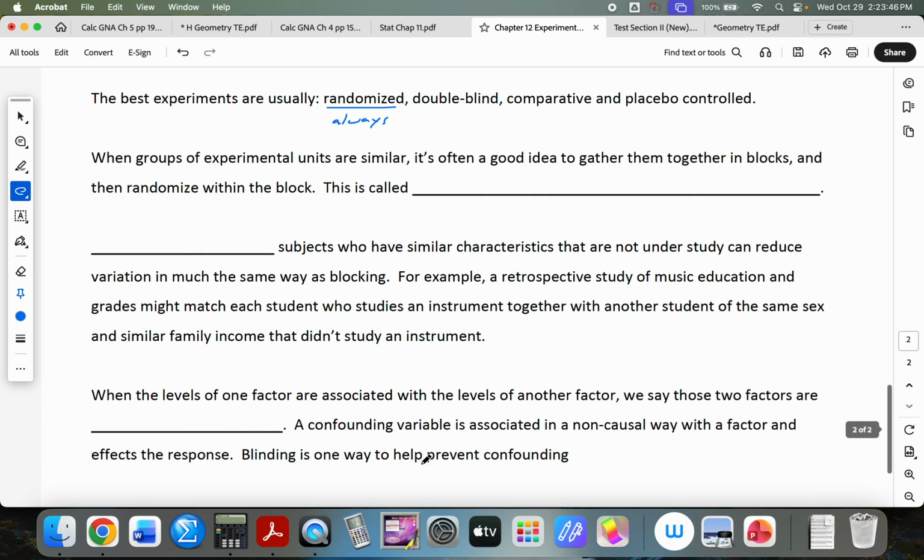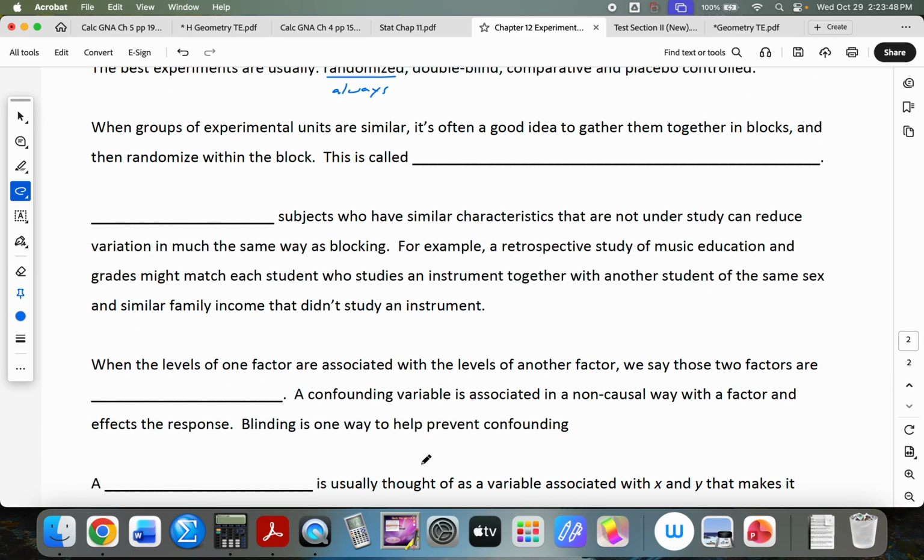So when groups of experimental units are similar, it's often a good idea to gather them together in blocks and then randomize within the blocks. This is what we were talking about a little bit earlier. This is called randomized block design.